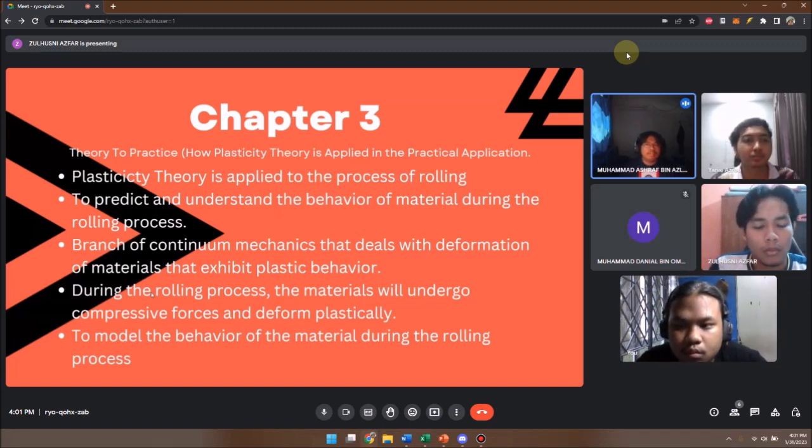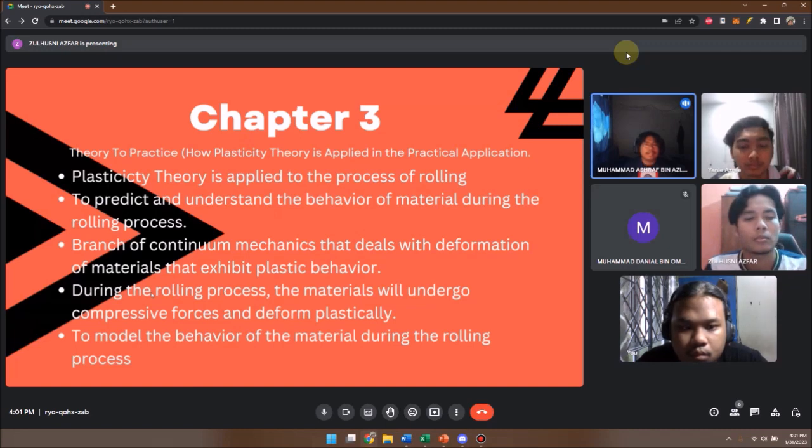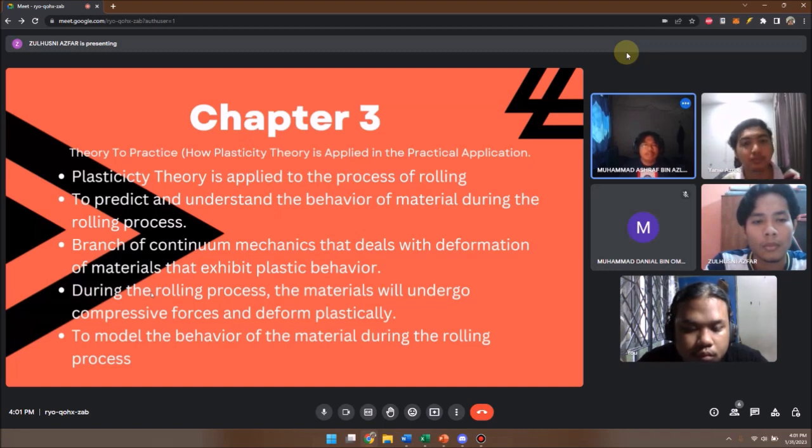In the field of metalworking, plasticity theory is applied to the process of rolling to predict and understand the behavior of material during the rolling process. Plasticity theory is a branch of continuum mechanics that deals with the deformation of material that exhibits plastic behavior, meaning they are capable of undergoing permanent deformation without breaking.